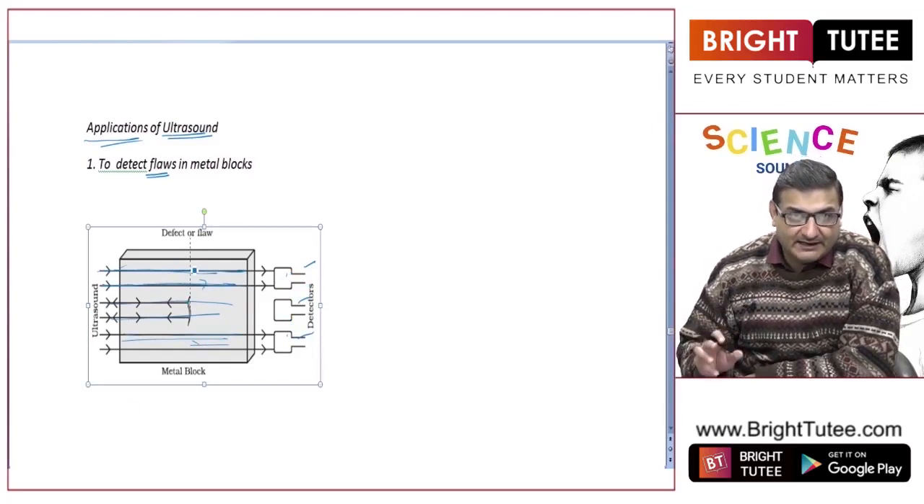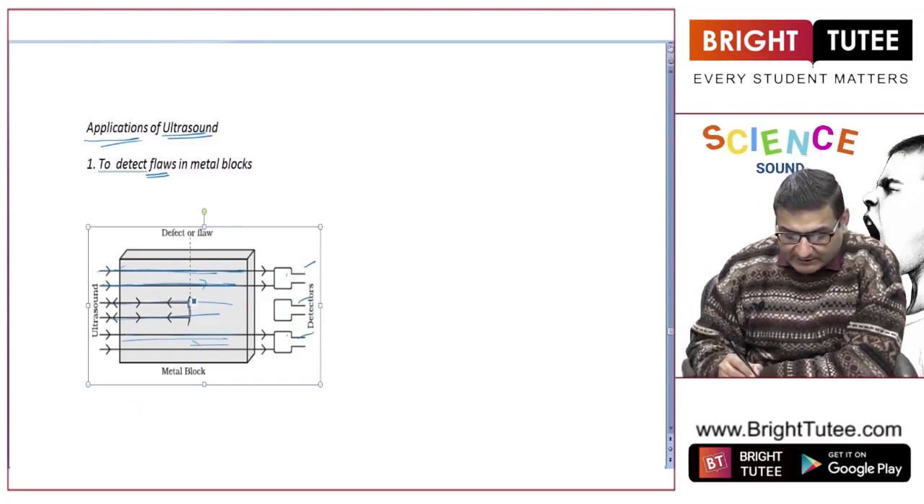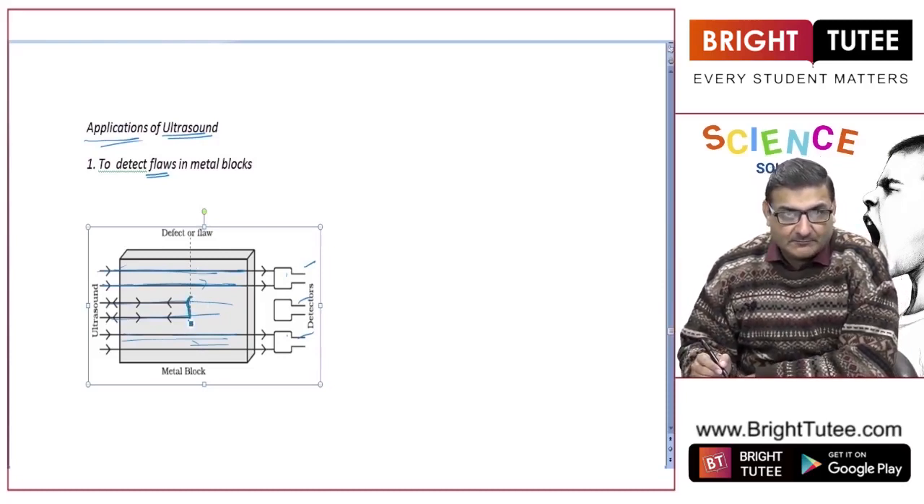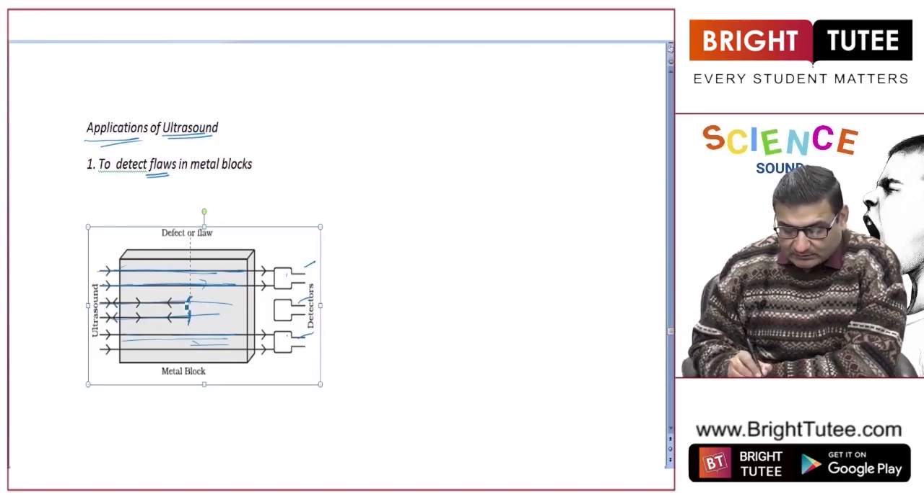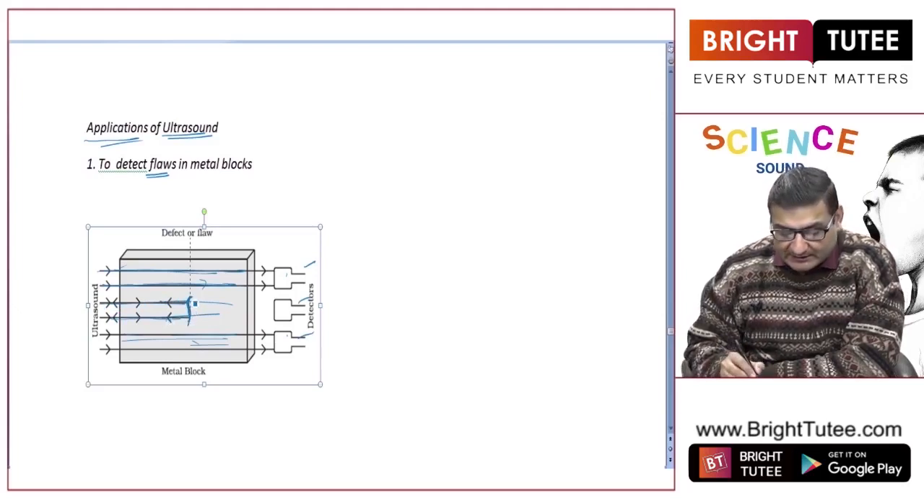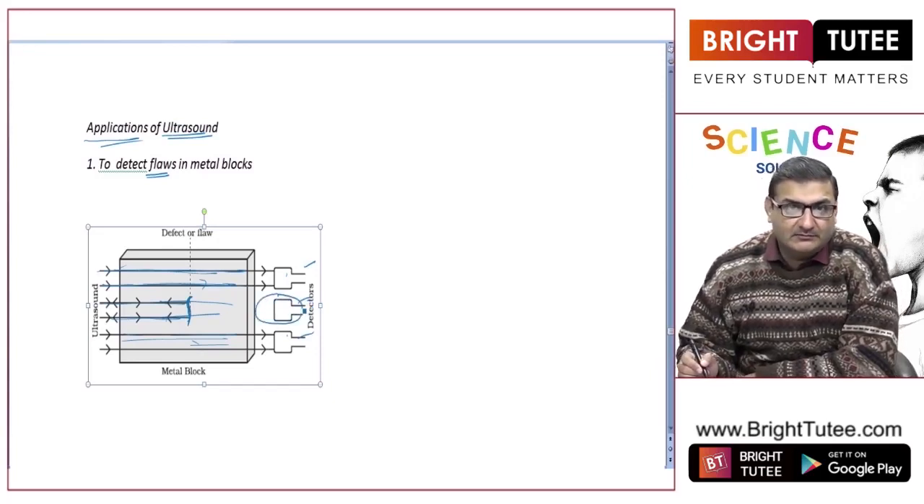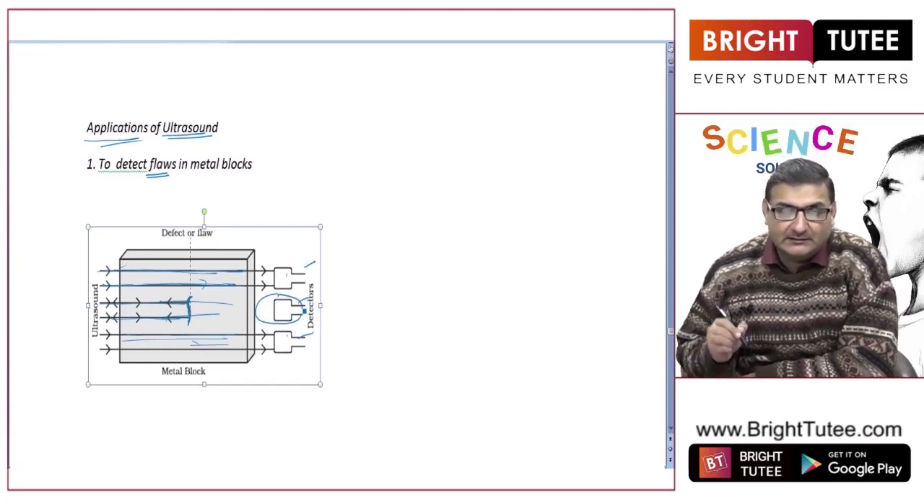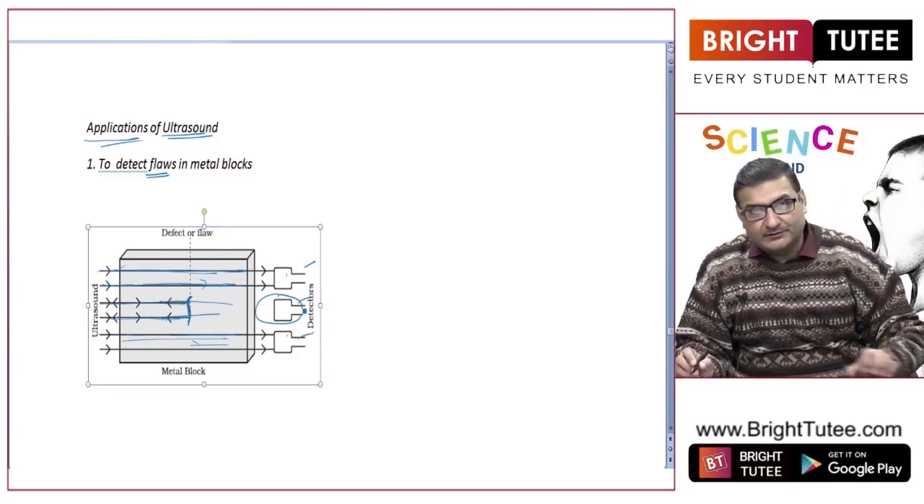But if there is any flaw or crack or defect inside the metal block, then these ultrasound waves will strike this flaw, this crack, and they will reflect back. So in this particular portion, we see that there are no ultrasound waves coming to the detectors, due to which we may conclude that there is some defect or flaw or crack inside this metal block. So this is the first application of ultrasound, right?